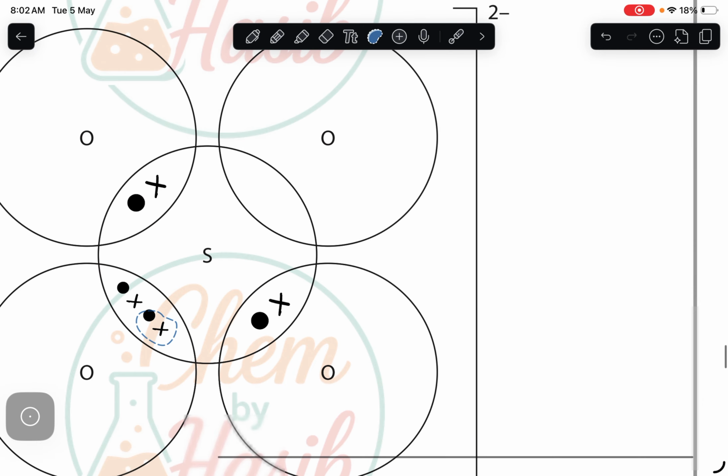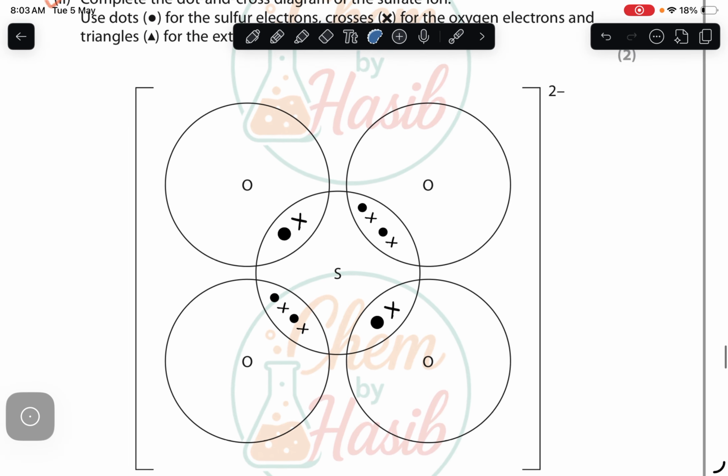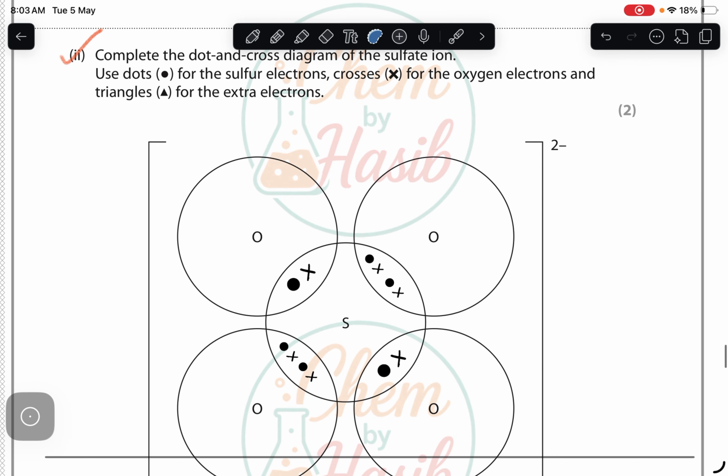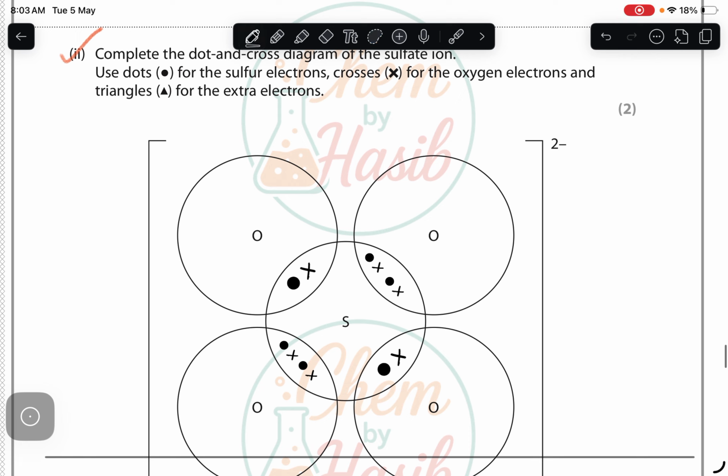We'll have a double bond for the others. Okay. And then you have to give crosses for the oxygen electrons. So this oxygen will have 4 more electrons, because the total number of electrons around oxygen cannot exceed 8. We have already shown 1, 2, 3, 4.